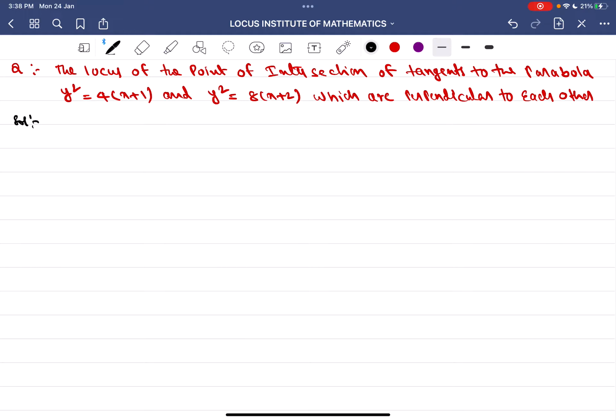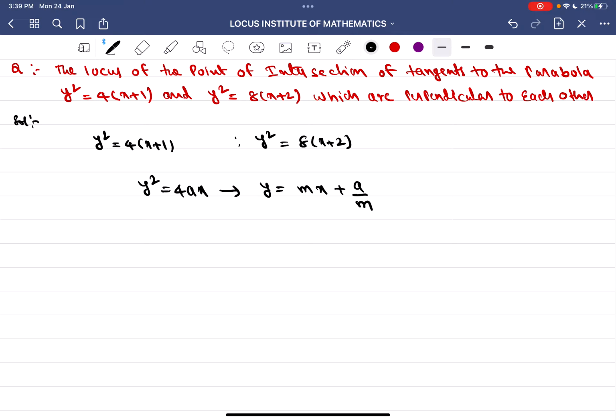Solution. To solve this question, first the given parabolas are y² = 4(x + 1) and y² = 8(x + 2). These are the given parabolas. So the equation of the tangent to the parabola y² = 4ax is y = mx + a/m.